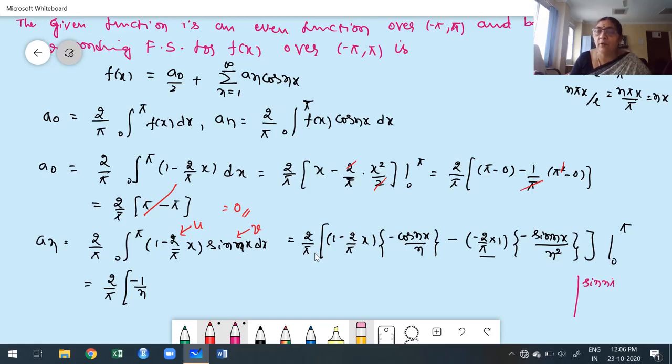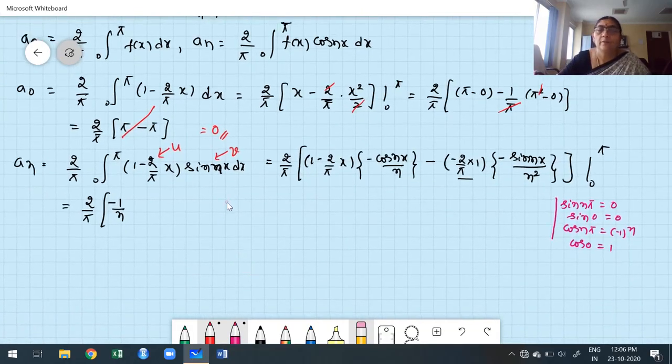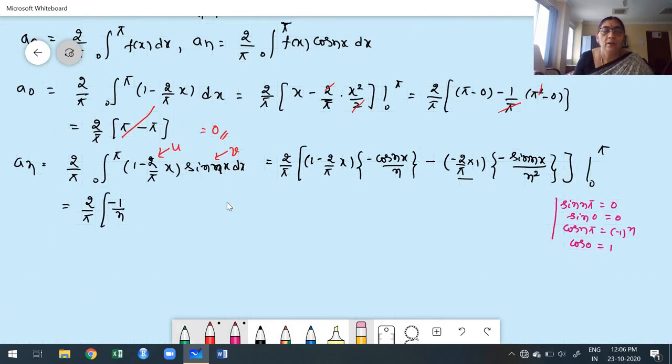Sine of n pi, what happens? Sine n pi is 0. What is sine 0? It is 0. But if you have a cos function, what is the cos n pi value? Minus 1 to the power of n. What is cos 0? It is 1. Okay. In the next step, I have to go for the limit. Upper limit. Before moving to the upper limit, observe carefully which one is 0. Here the sine functions are 0.